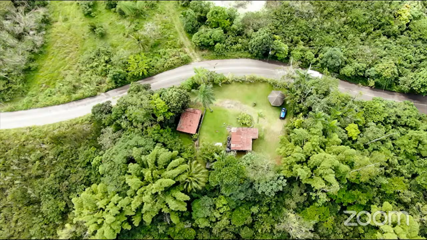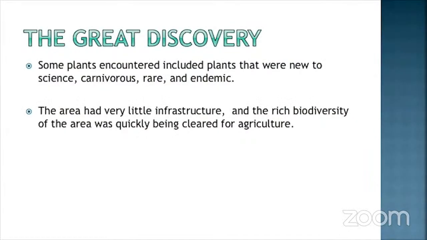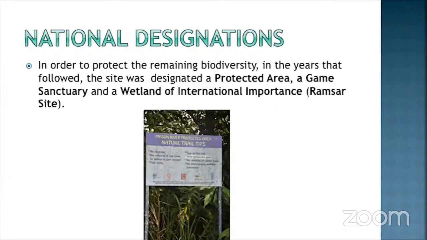If you look closely, you will see a section of a pond that sits opposite to the field station. Some of the plants that were found on the property had not yet been discovered by scientists. They found plants that were carnivorous, rare, and many endemics. The area had very little infrastructure, and the rich biodiversity of the area was quickly being cleared for agriculture. In order to protect the remaining biodiversity, in the years that followed, the site was designated a protected area, a game sanctuary, and a wetland of international importance, also called a Ramsar Site.